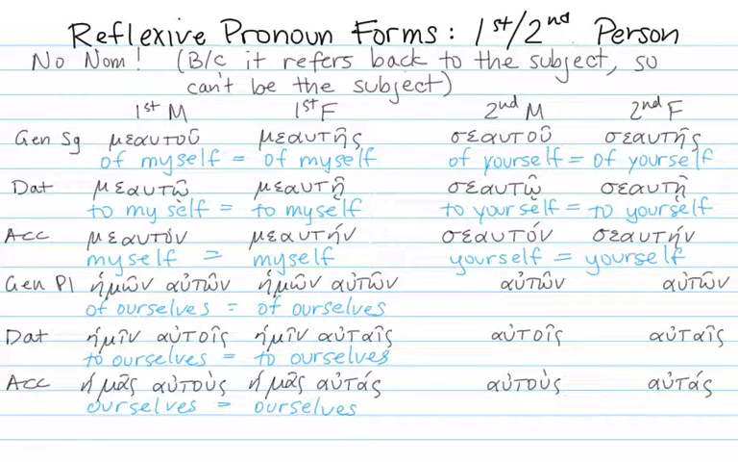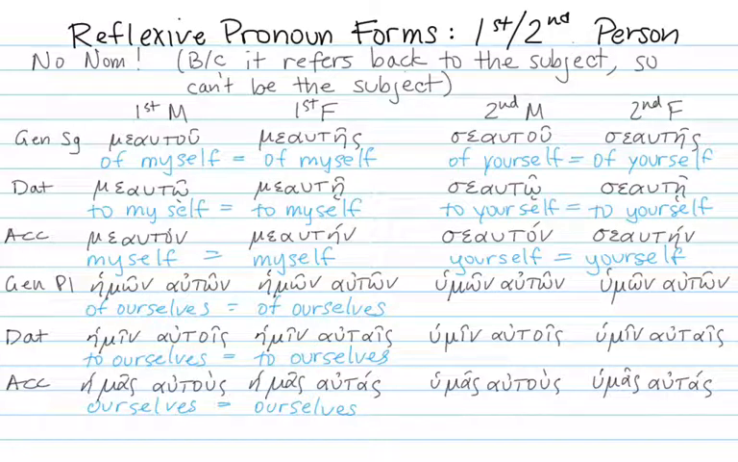For the second person, again, we're going to take those same forms of auton, and as you might guess, instead of starting with the first person pronoun, we'll start with the second person pronoun, hymōn autōn, of yourselves. The male and female are the same in the genitive, but let's look at the dative, to yourselves. Talking about men, it's hymin autois. Talking about women, it's hymin autais.